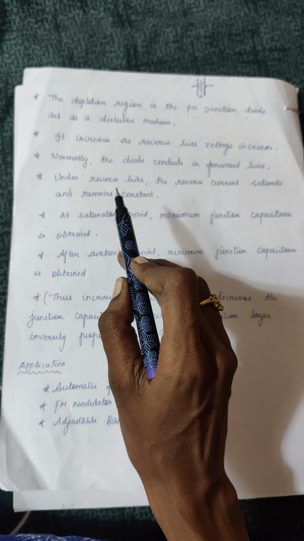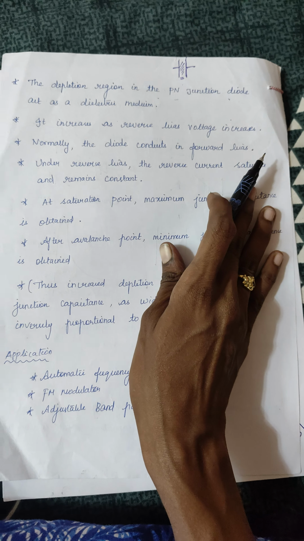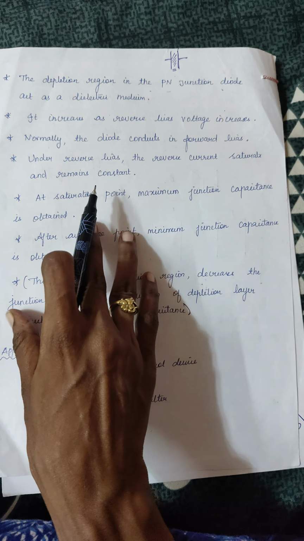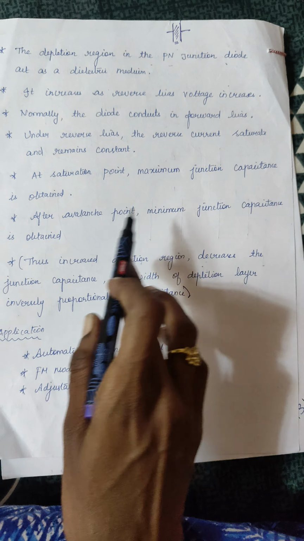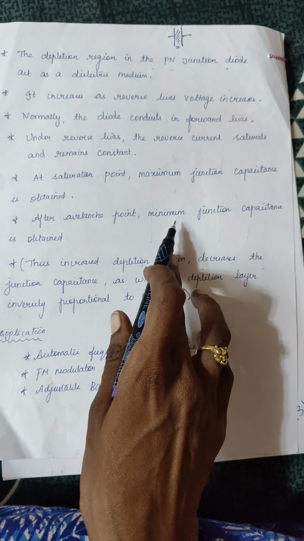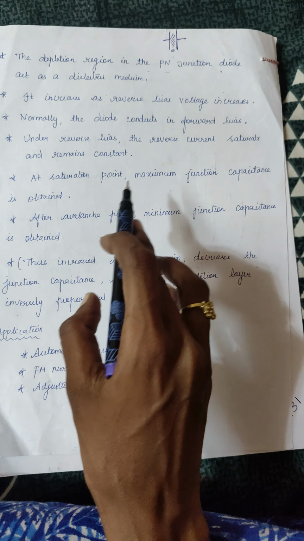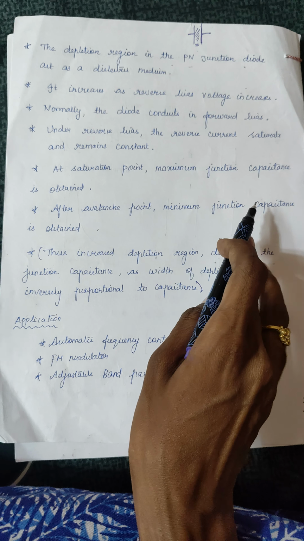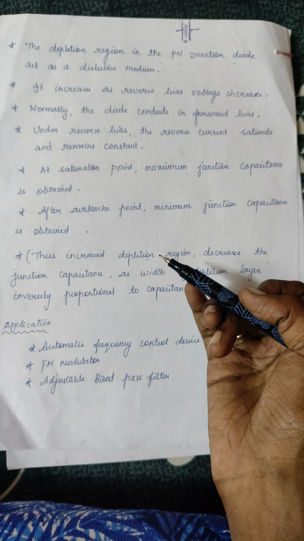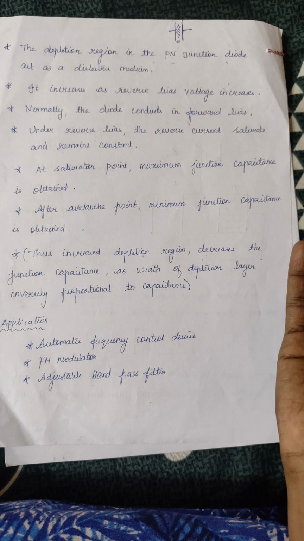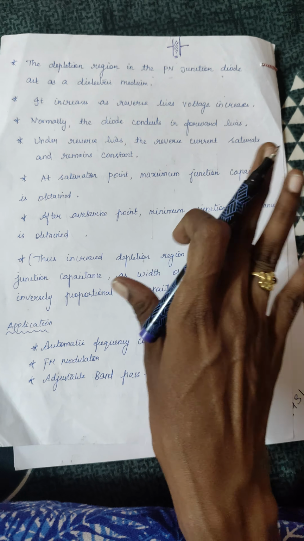Under reverse bias, the reverse current saturates and remains constant. At the saturation point your junction capacitance is maximum, and at the avalanche point it is minimum. So if you increase the reverse voltage, the depletion region increases, so the junction capacitance decreases. That is the overall concept.